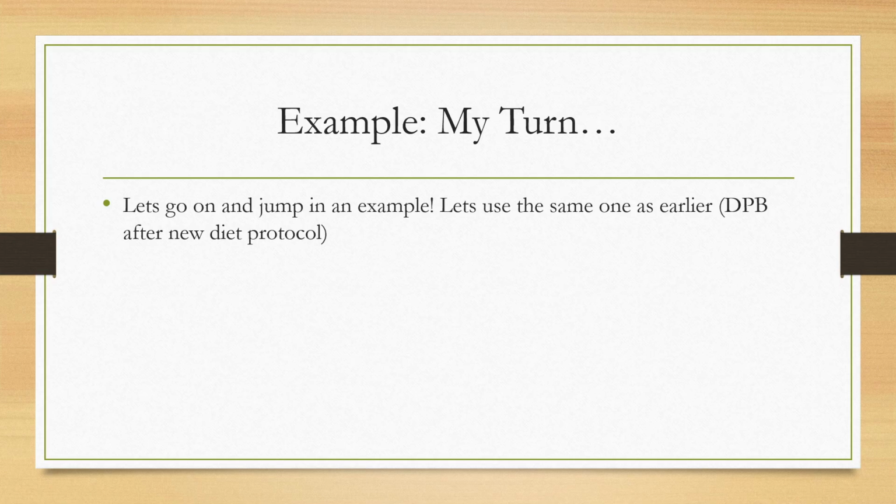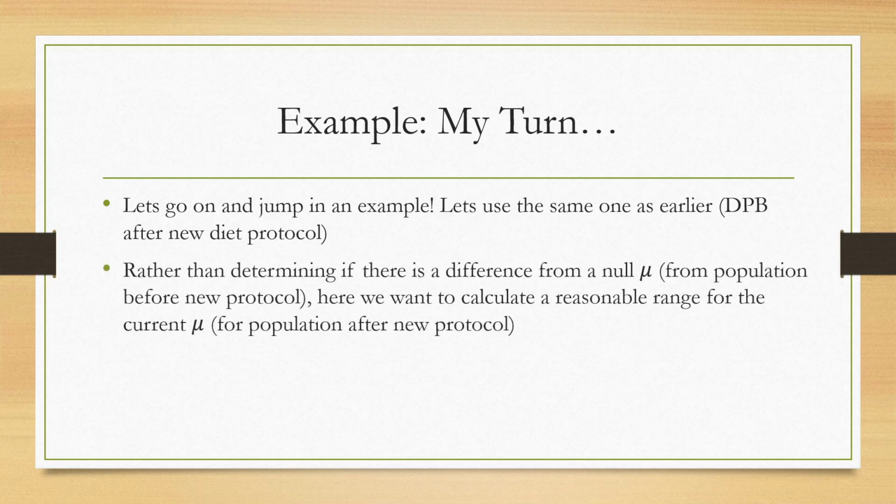Let's just use the same example as we used earlier, because that'll save us a little work, or you can practice recalculating if you want. Diastolic blood pressure, recall, is the example I worked on after a new diet protocol. So now we're not looking at a difference from a null hypothesis mean or anything like that. Here we're looking to calculate a reasonable range that the mean would fall into. So previously we were looking at the null hypothesis to see if the mean for the patients after the new protocol was the same as before the protocol.